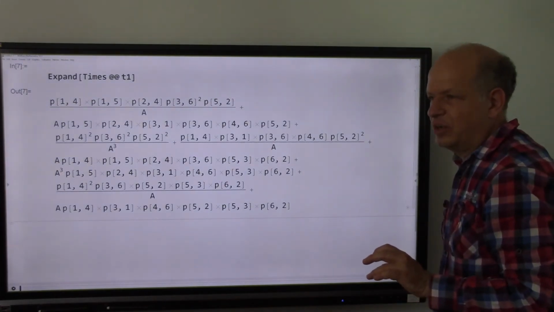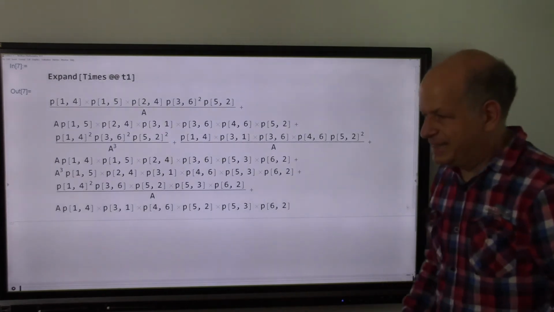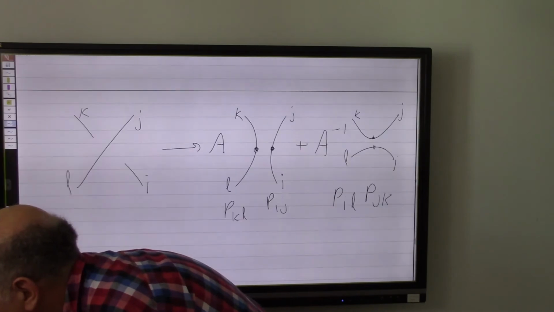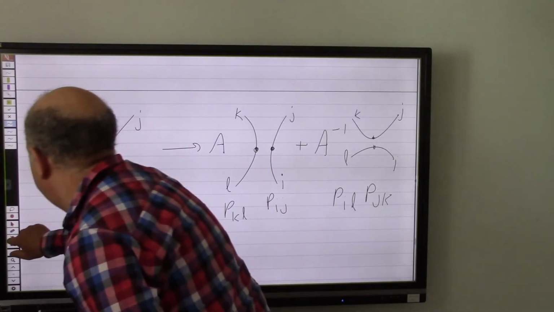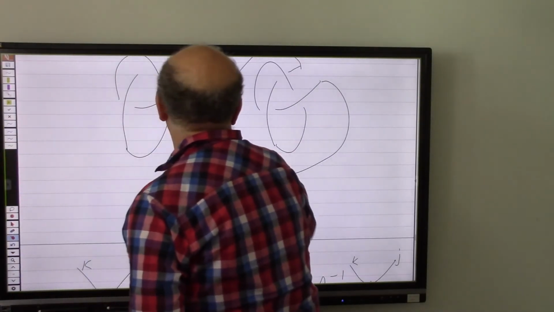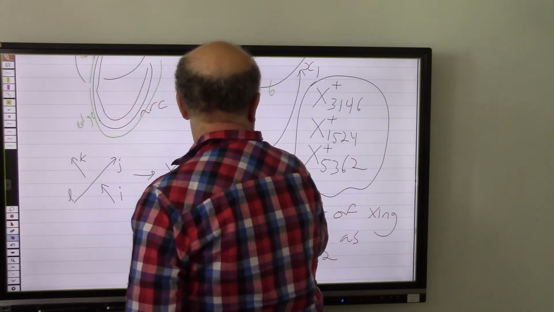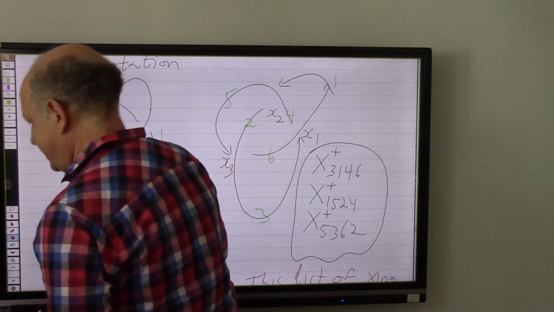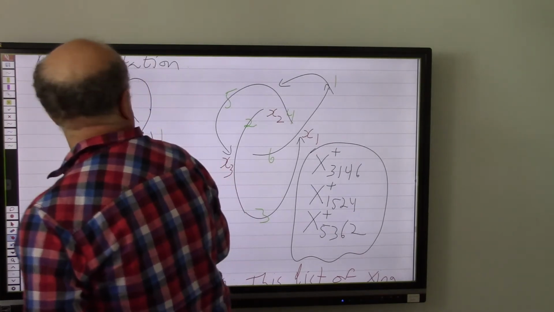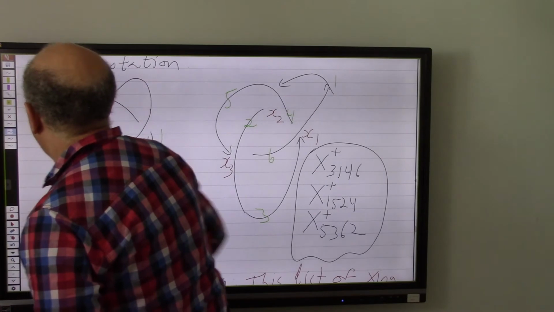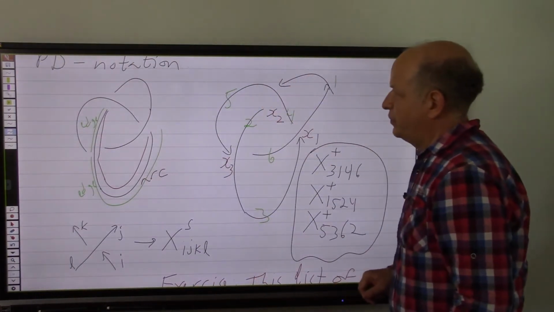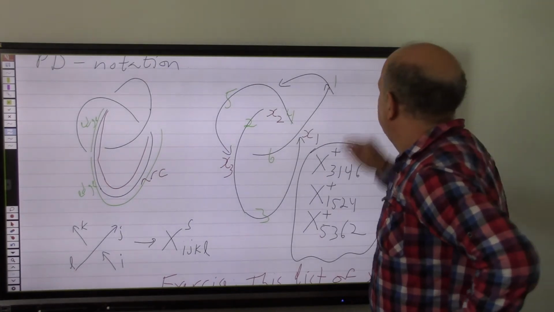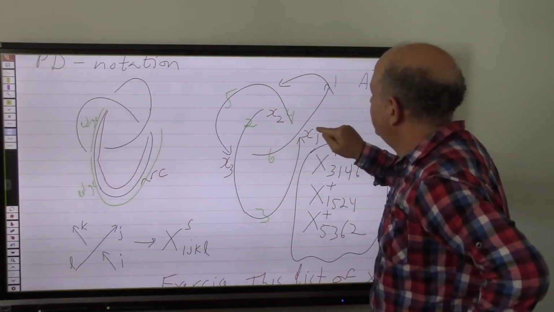Okay, Jessica. So now let's go back to the other picture and try to understand what this smoothing means. Jessica, can you read it back to me? It says a cubed and then 1/5. So a cubed and then what?